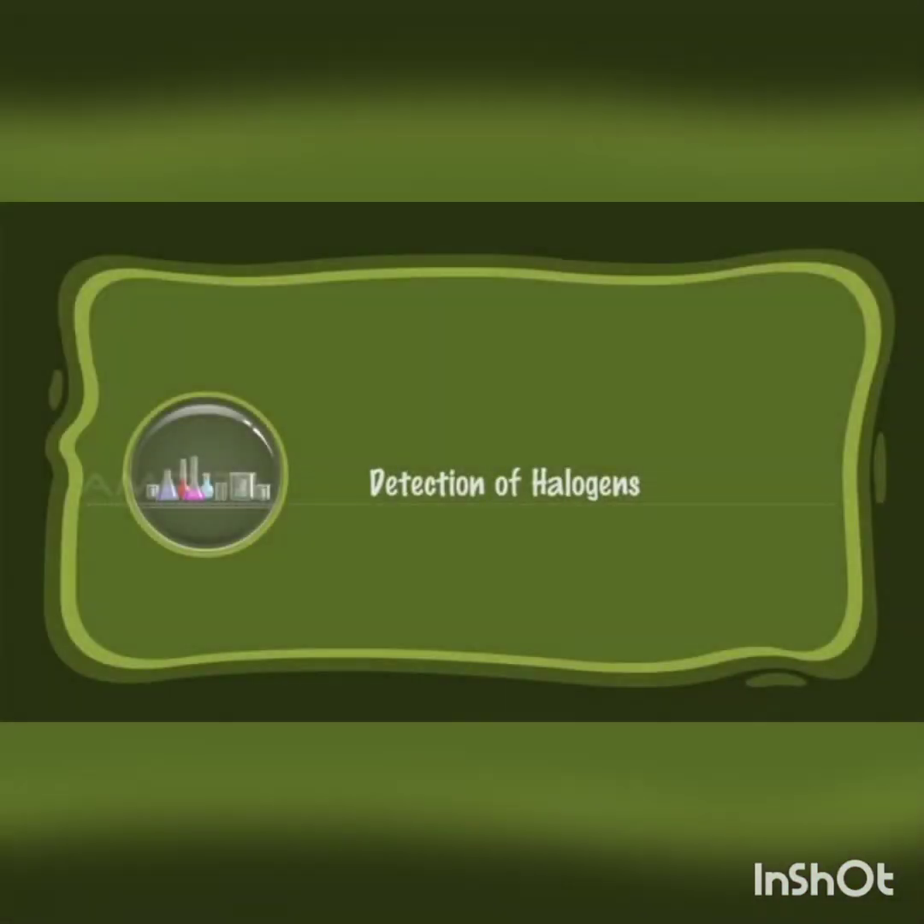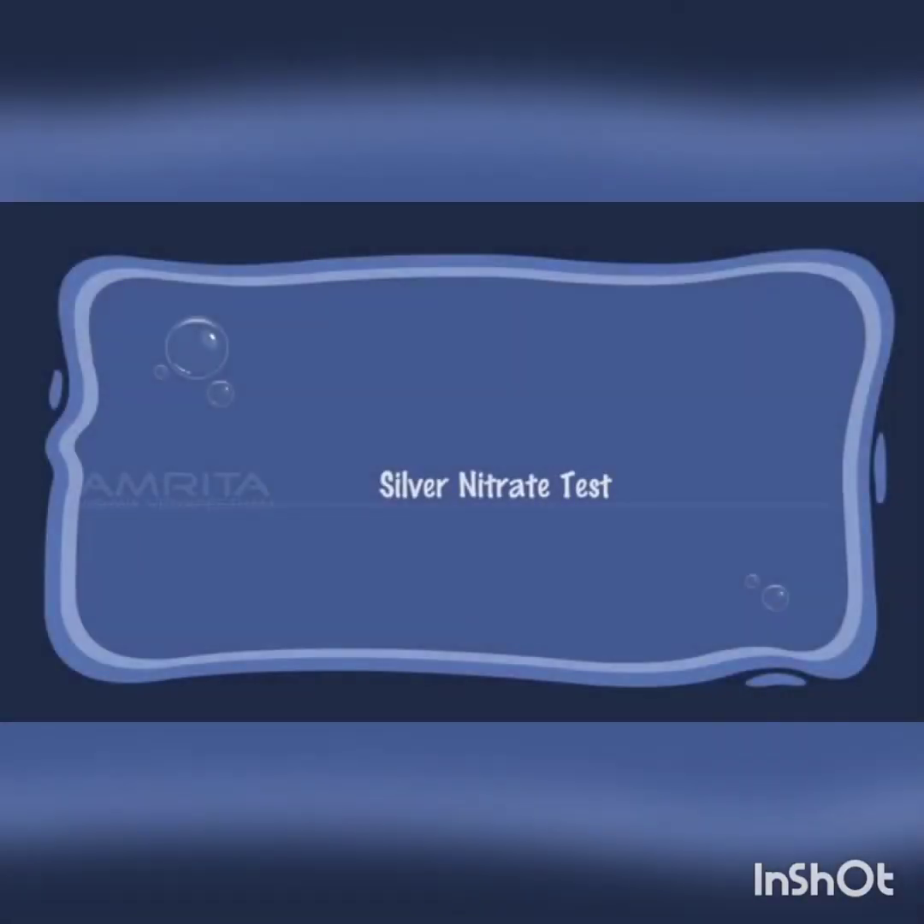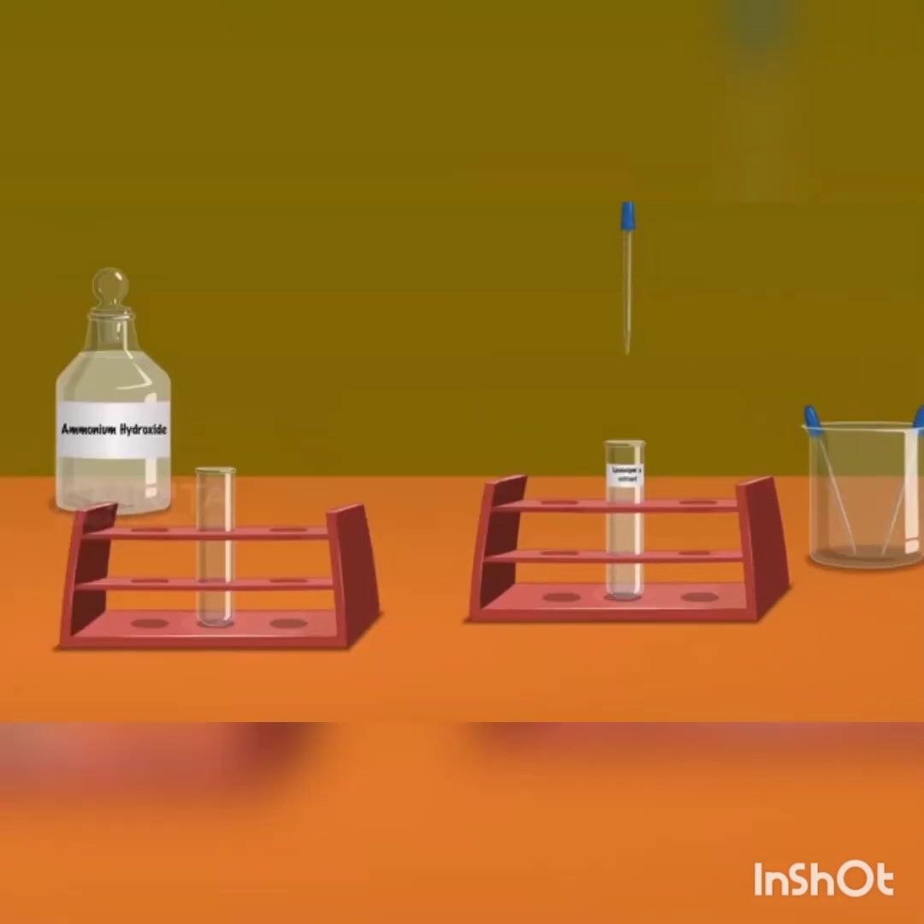Detection of halogens. Silver nitrate test. We require concentrated nitric acid, silver nitrate solution, ammonium hydroxide solution, test tube, Lassaigne's extract, droppers. Take a small amount of Lassaigne's extract using a dropper and pour it into a clean test tube.